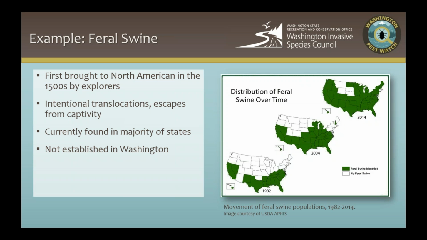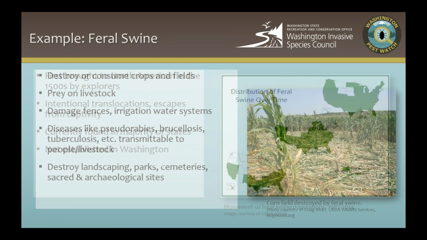So feral swine are not yet in Washington. You can see in 2014 we had identified some feral swine, but they've been managed, and currently they're not known to be in Washington state.